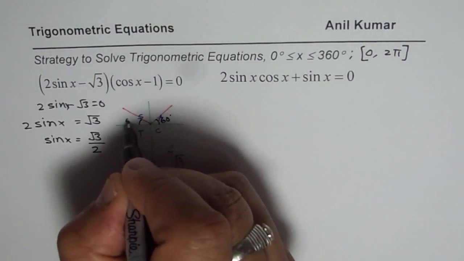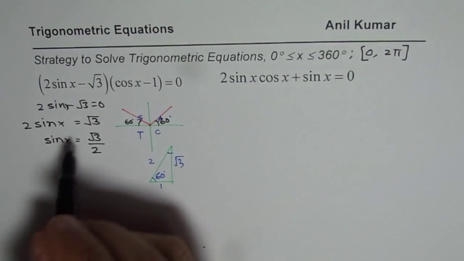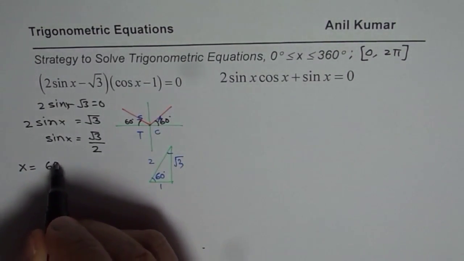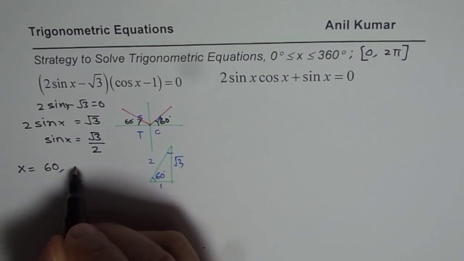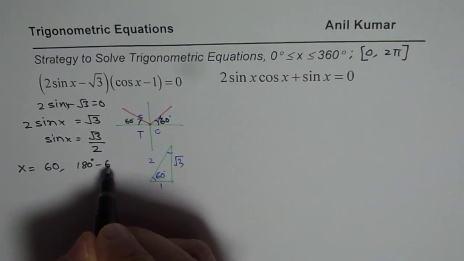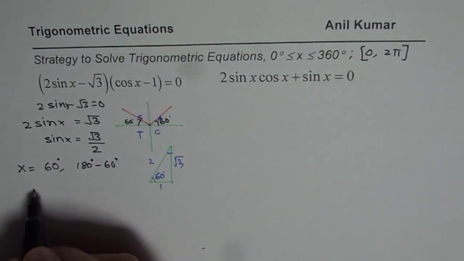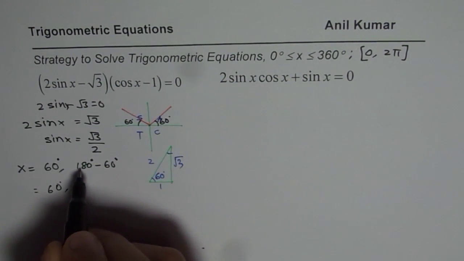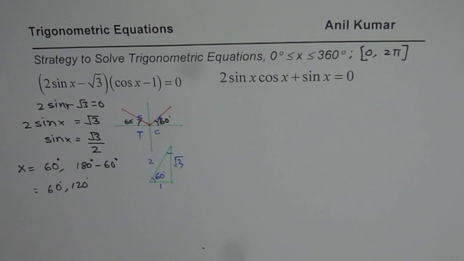The other one is also related to 60, but we need to write the principal angle. So what is x equal to? x is equal to 60 degrees, that is the first. And this angle will be 180 degrees minus 60 degrees. So these are the two solutions: 60 degrees and 120 degrees. That is how we get solutions from the first part of the factor.